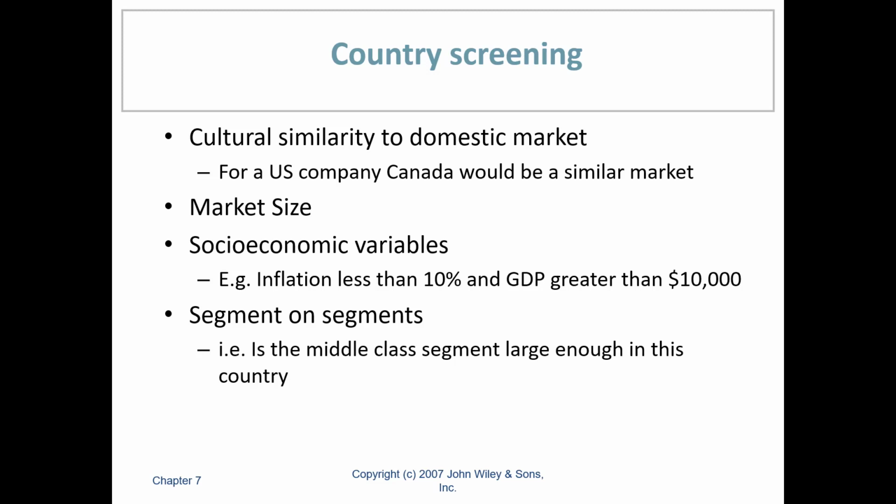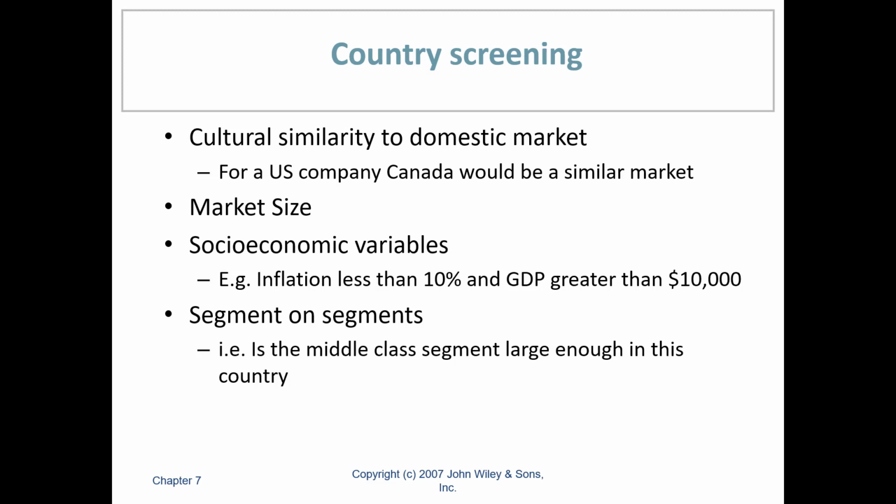The idea is, if we're moving from a certain market into a new market, it's much easier if we move into a similar market. It's generally easier to move from the US to Canada than it would be to move from the US to Japan or China. Of course, it's not completely the same, as we found out with Target. You can still get messed up, but that's one way of looking at country screening.